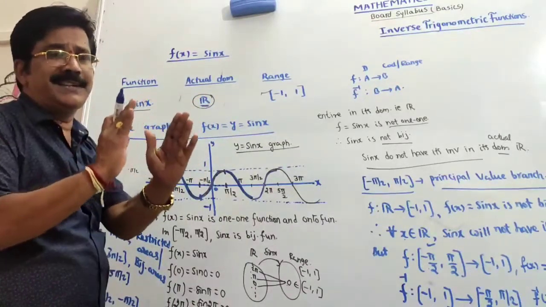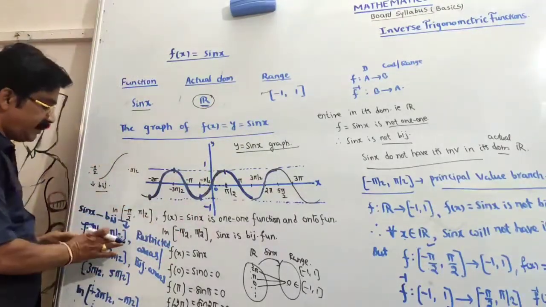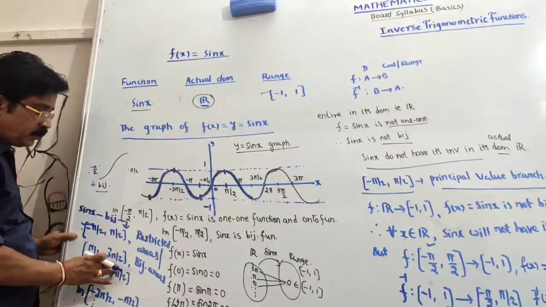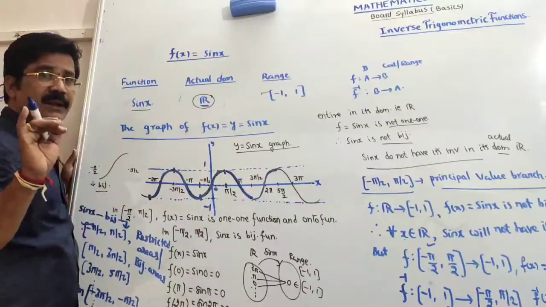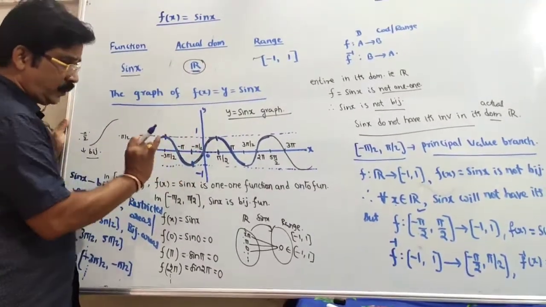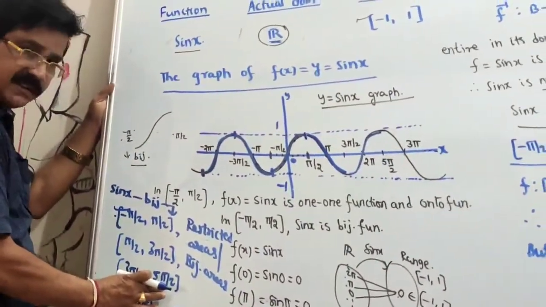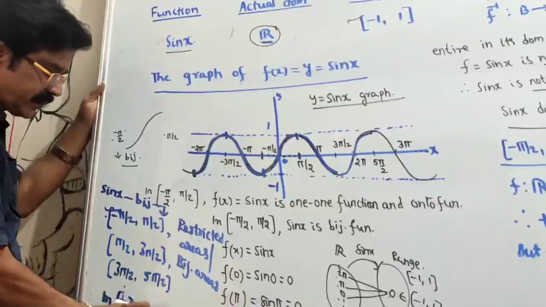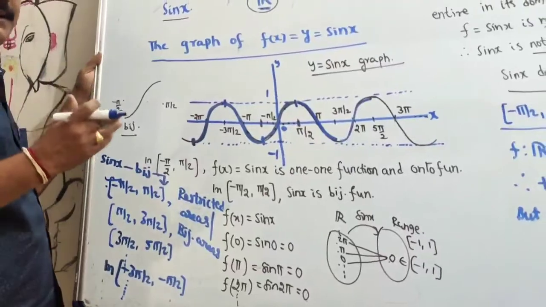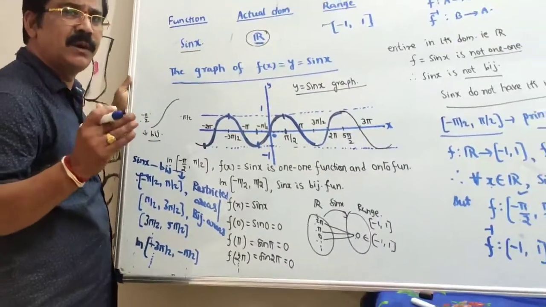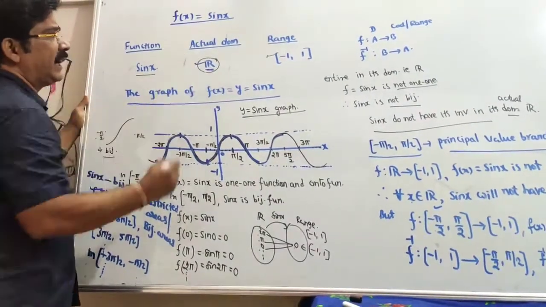So what are the restricted areas? Some infinite areas are there, namely the closed interval of minus pi by 2 to pi by 2, the closed interval of pi by 2 to 3 pi by 2. It can be seen in the graph. That's why read the sin x graph. In this area, sin x is bijective. In this area also sin x is bijective, and so on. So therefore, how many areas are there where sin x is bijective? There are infinitely many areas out of the actual domain.